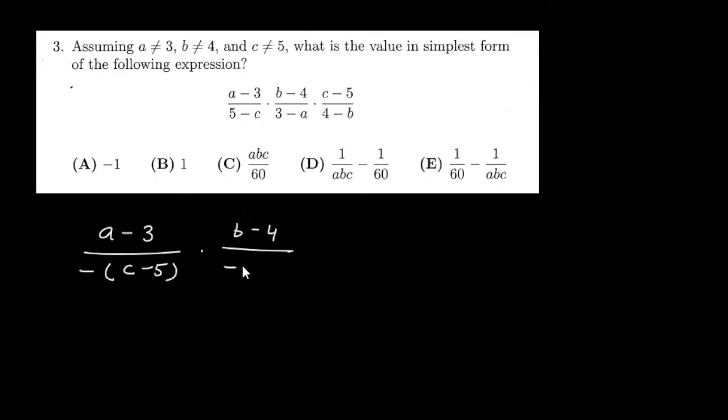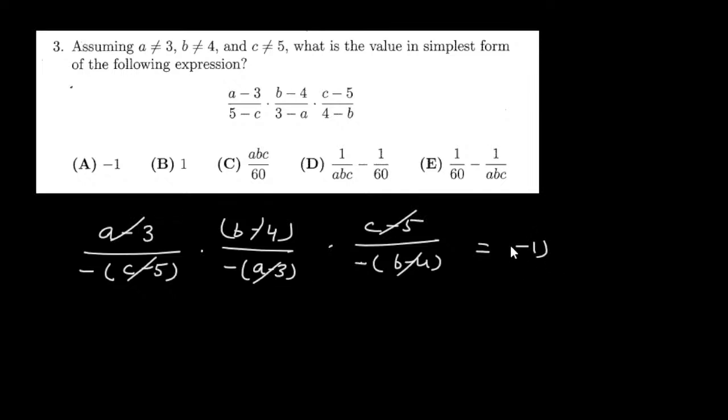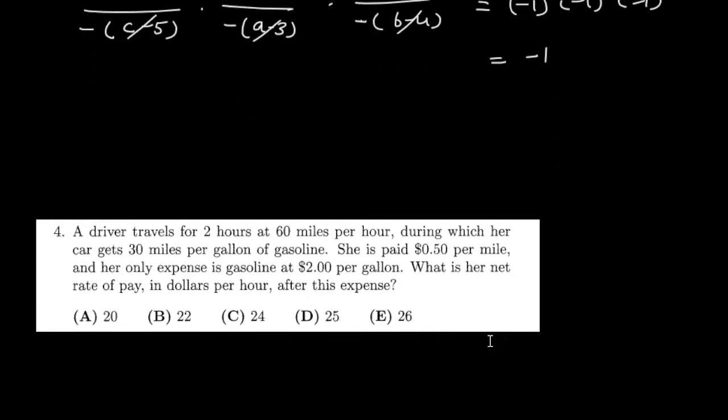Here I will take the minus sign common, so it will become A minus 3. And then here it is C minus 5. So if I take the minus sign common, it is B minus 4. Now you can see that this B minus 4 will cancel with this B minus 4, C minus 5 will cancel with this, and A minus 3 will cancel here. So I have minus 1 remaining here, into minus 1 into minus 1. So minus 1 multiplied 3 times will give me the answer as negative 1. So your first option is the correct one.